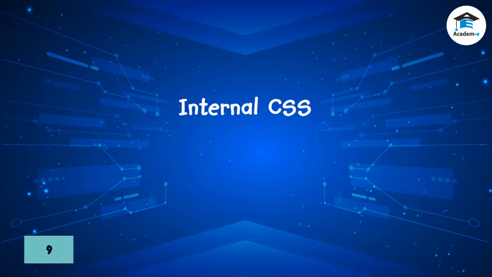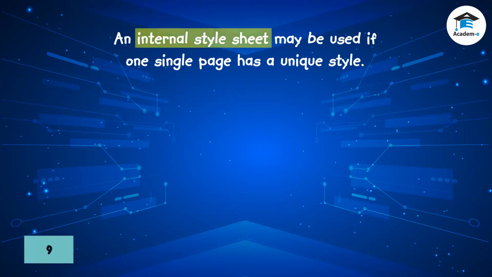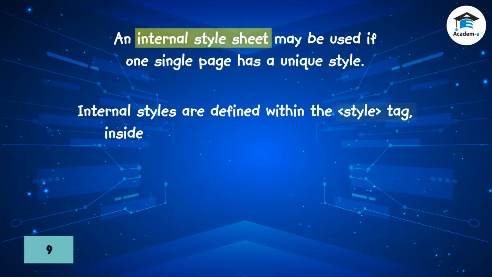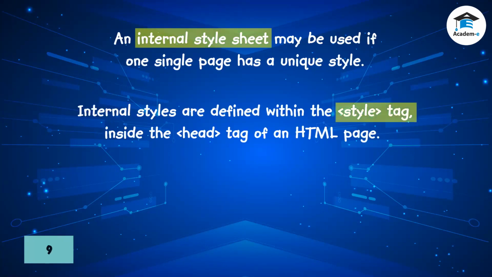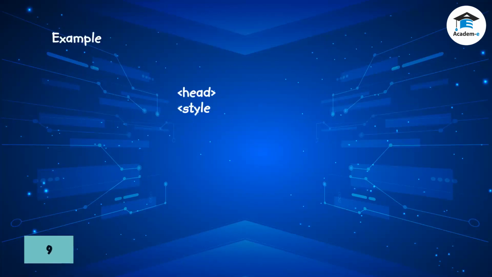Internal CSS. An internal style sheet may be used if one single page has a unique style. Internal styles are defined within the style tag, inside the head tag of an HTML page. The style tag is used to define the style information, CSS, for a file. Example.